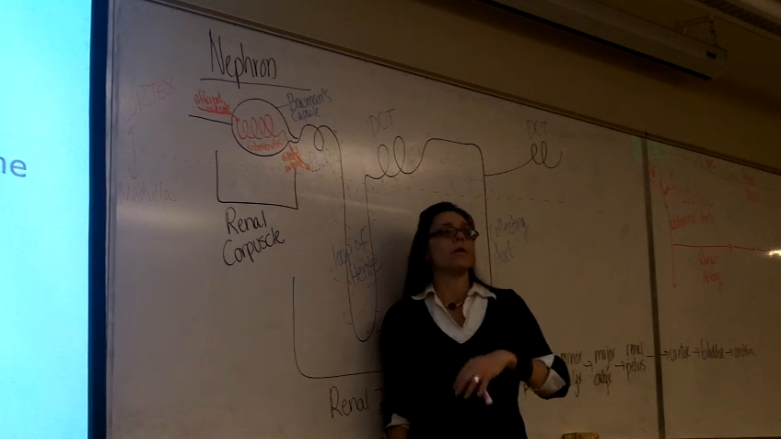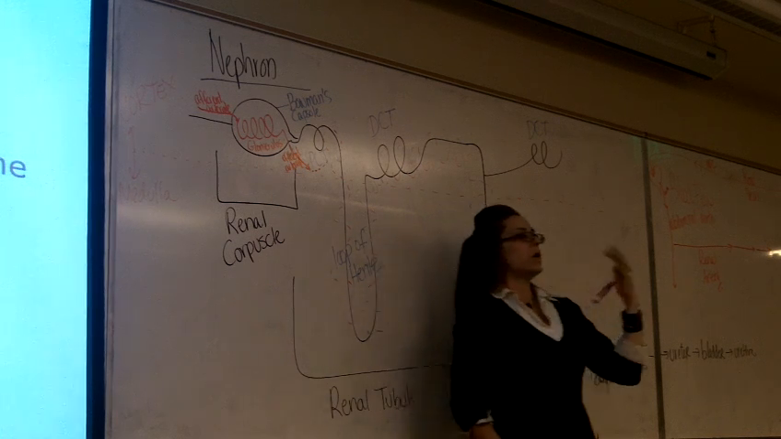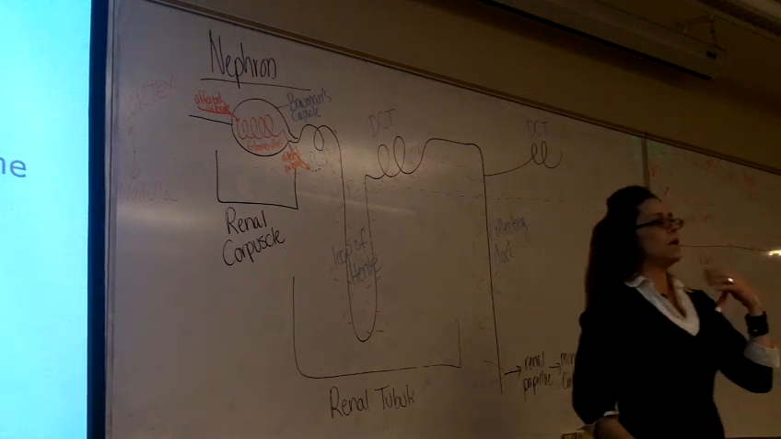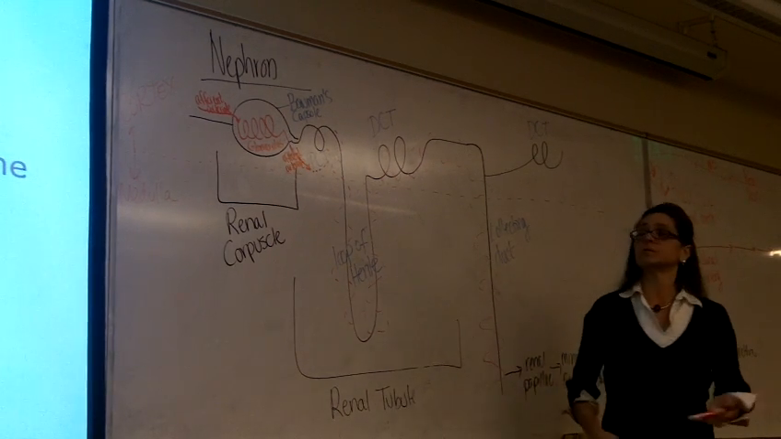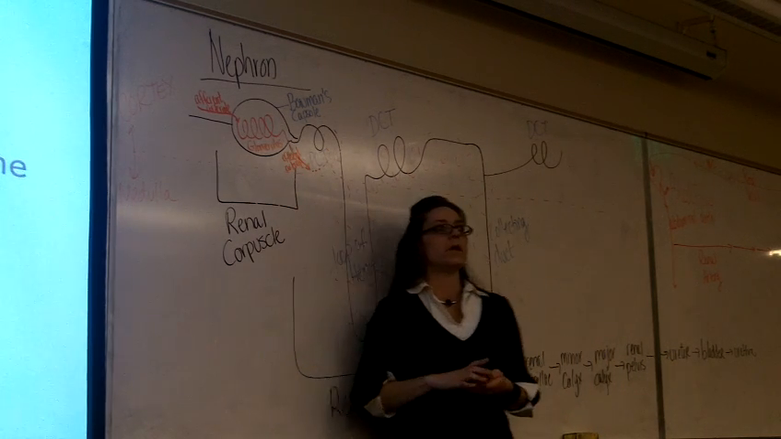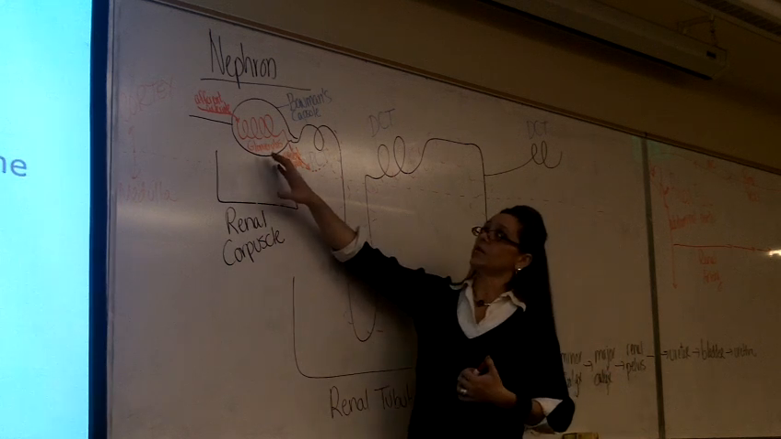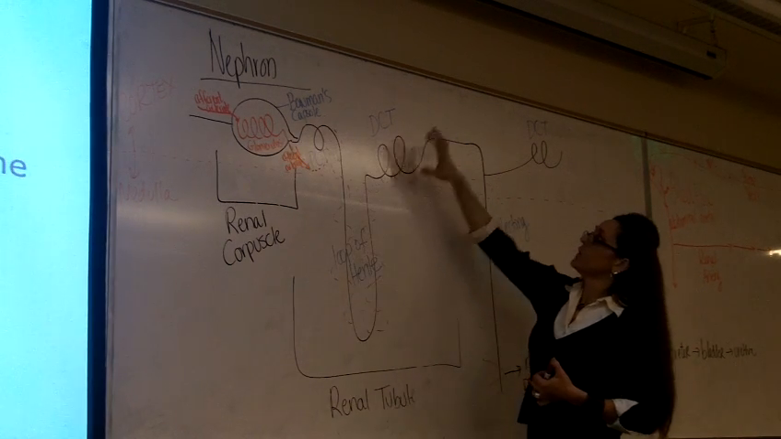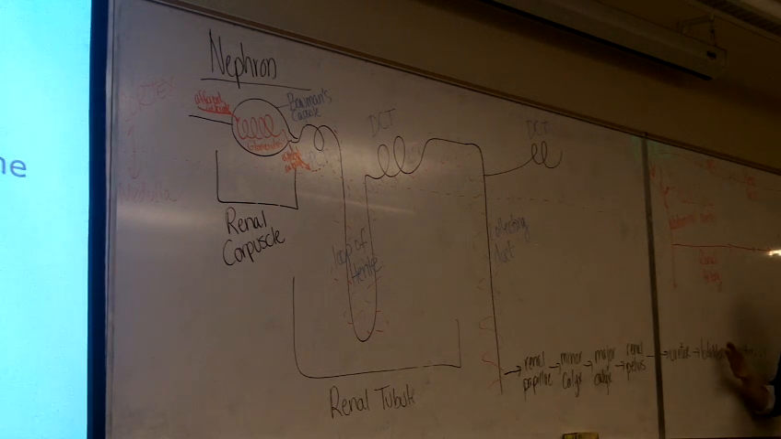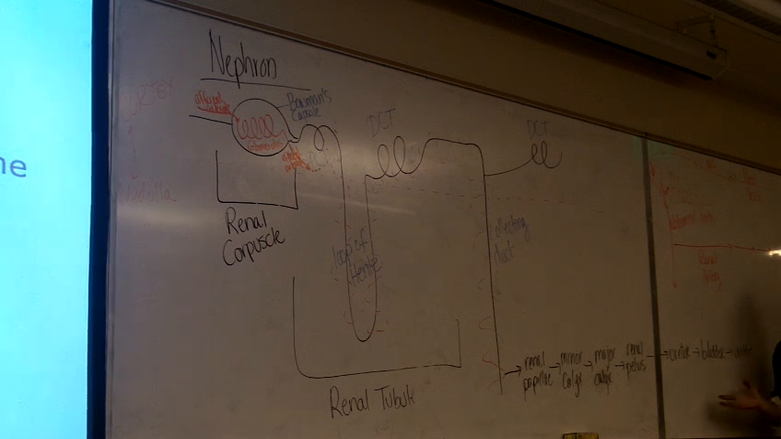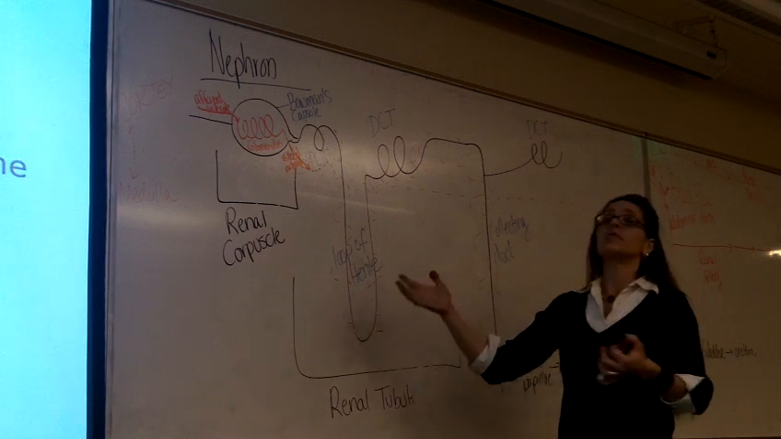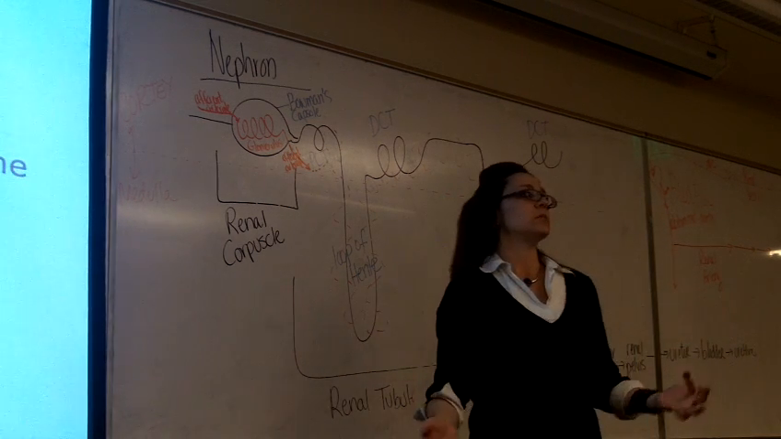All that water, all the ions, all the glucose, all the amino acids, plus all the waste and drug metabolites and whatever else is there. So we're going to be producing a lot of this filtrate. And if that filtrate then traveled through the renal tubule, through the papillae, minor calyx, major calyx, renal pelvis, ureter, bladder, urethra, we would be really dehydrated because we would lose most of our blood plasma.